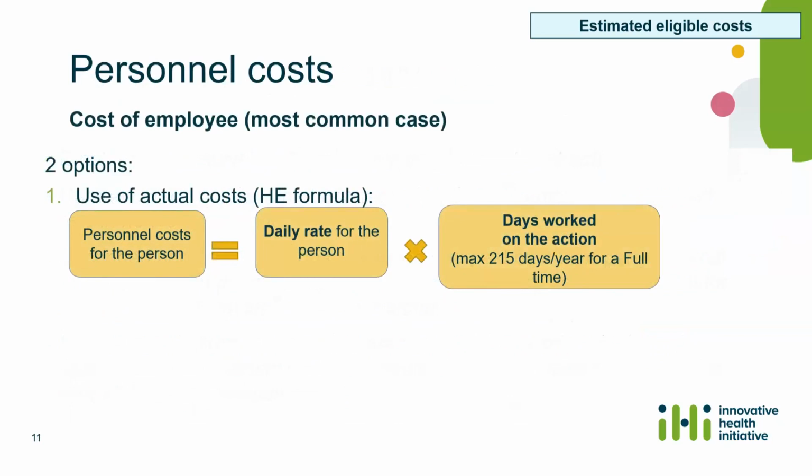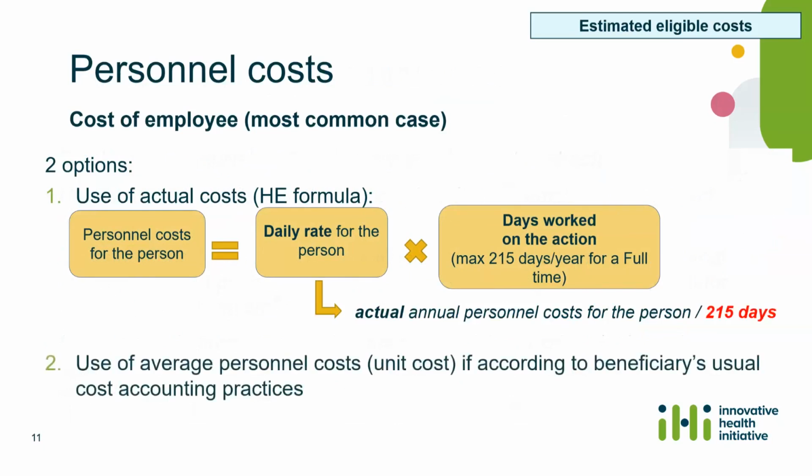And if I take the most common case, so the cost for employees, you have here two options. Either you use actual costs following the Horizon Europe formula, which is the following. To calculate the personal cost for one person, you need to multiply the daily rate for that person by the amount of days worked on the action, with a maximum of 215 days per year for a full-time equivalent. So of course you need to calculate the pro rata if the person is working full-time or part-time, for instance. And the daily rate, you get it by dividing the actual annual personal cost for that person by 215 days.